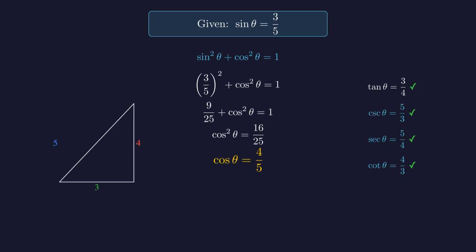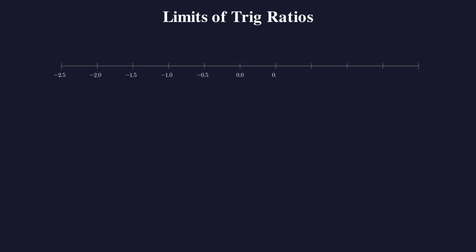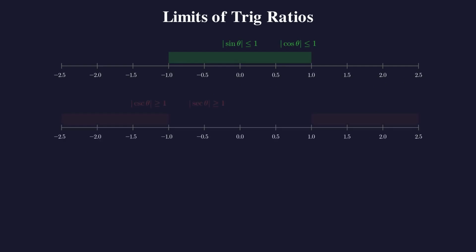Tan theta is sine over cos. 3/5 divided by 4/5. That's 3/4. The reciprocals? Cosec is 5/3, sec is 5/4, cot is 4/3. One identity, one known ratio, and we've reconstructed everything. Now let's talk about limits. What values can these ratios actually take?